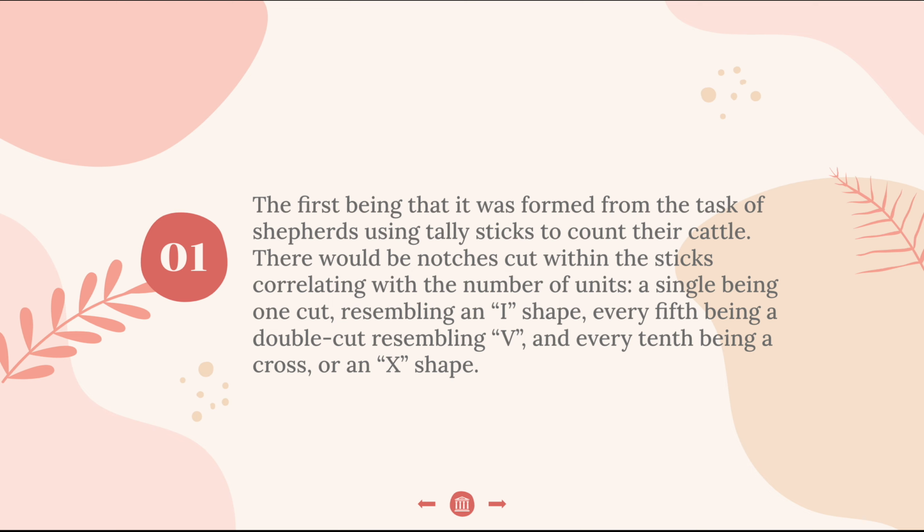There would be notches cut within the sticks correlating with the number of units, a single being one cut resembling an I shape, every fifth being a double cut resembling a V shape, and every tenth being a cross, or an X shape.